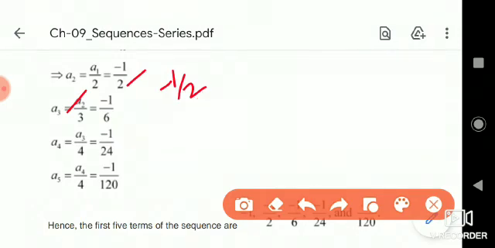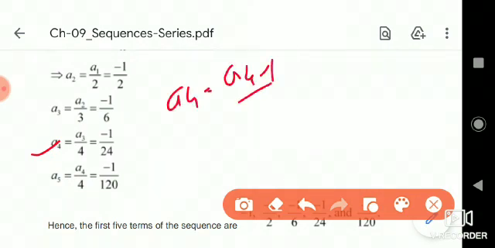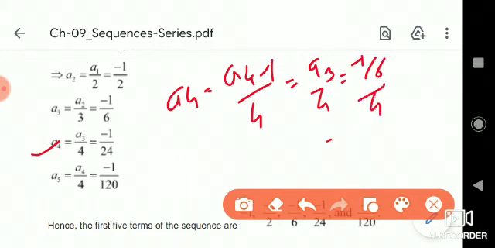Let me replace n by 4, that gives the fourth term of the sequence. a4 = a(4-1)/4, that is a3 divided by 4. But a3 is minus 1 by 6, divided by 4, that gives minus 1 divided by 24. Therefore the fourth term of the given sequence is minus 1 by 24.